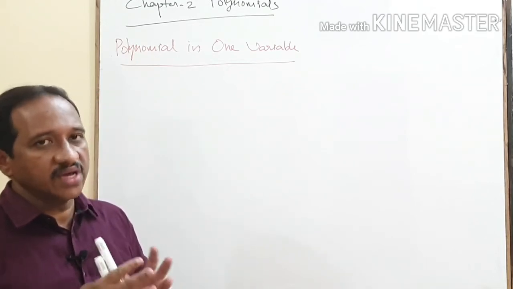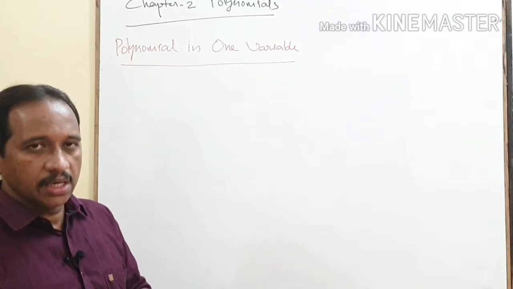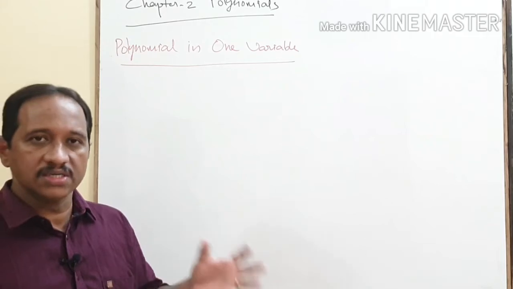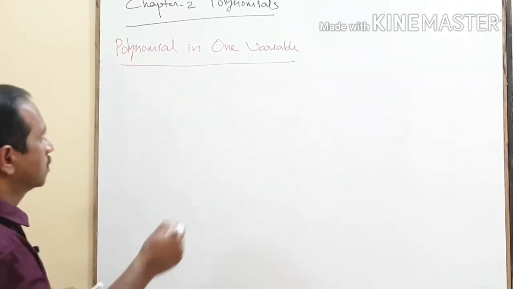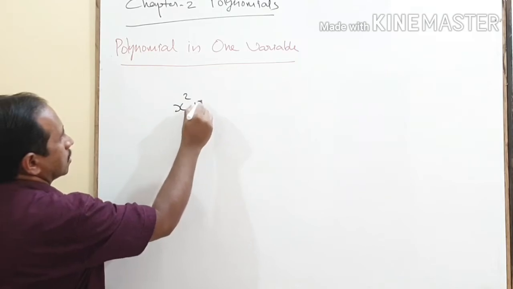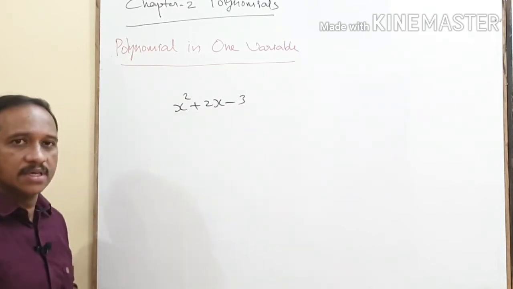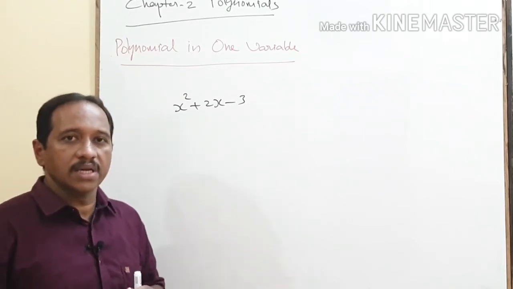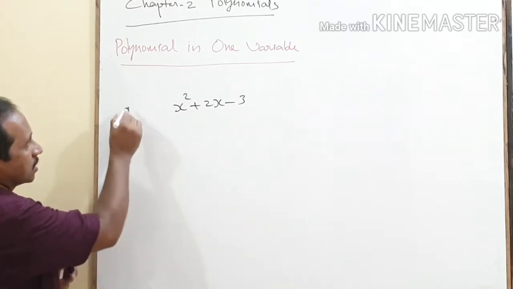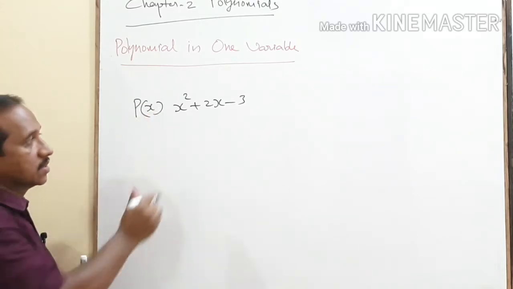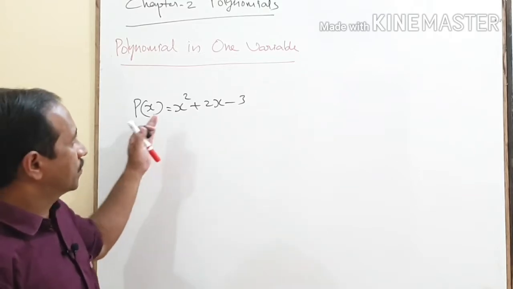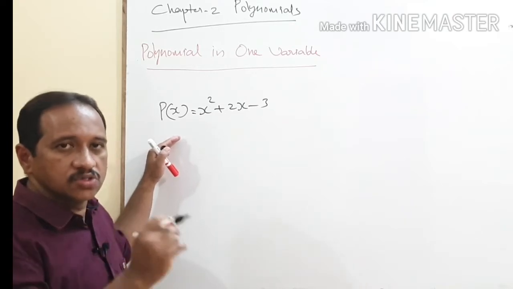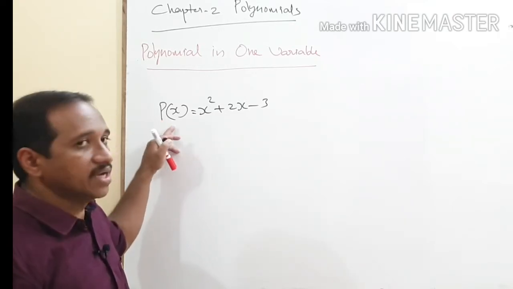A polynomial in one variable is a polynomial in which there is only one variable, that is x or y or z. For example, x square plus 2x minus 3. This is a polynomial in one variable x. So generally, a polynomial in one variable x may be denoted as p of x. So here we can say that p of x is equal to x square plus 2x minus 3.